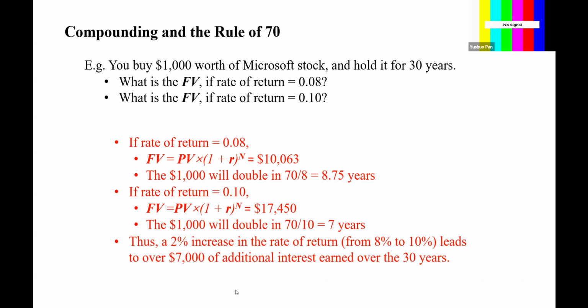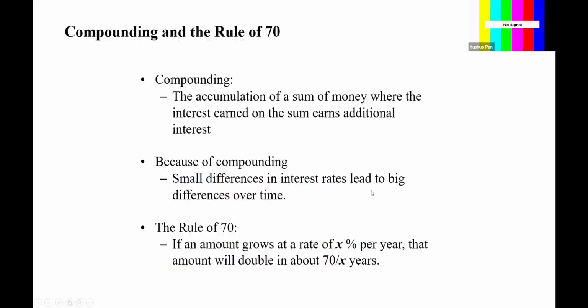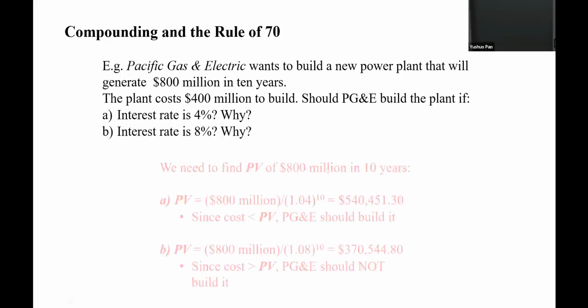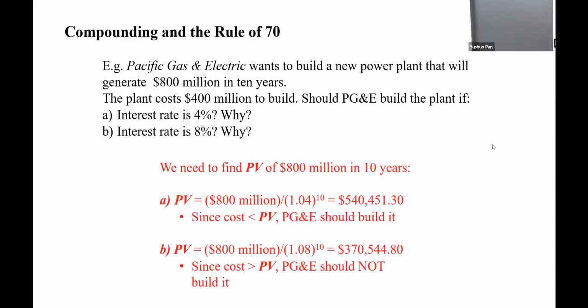All in all, a 2% increase in the rate of return from 8 to 10 leads to over $7,000 of additional interest earned over 30 years. This question explains why small differences in interest rate lead to big differences over time. How about this one? That's how people make decisions, right? When you know the interest rate, the present value and the future value, that's how you make decisions, how to allocate your resources. So this is how we figure out the answer to this question.